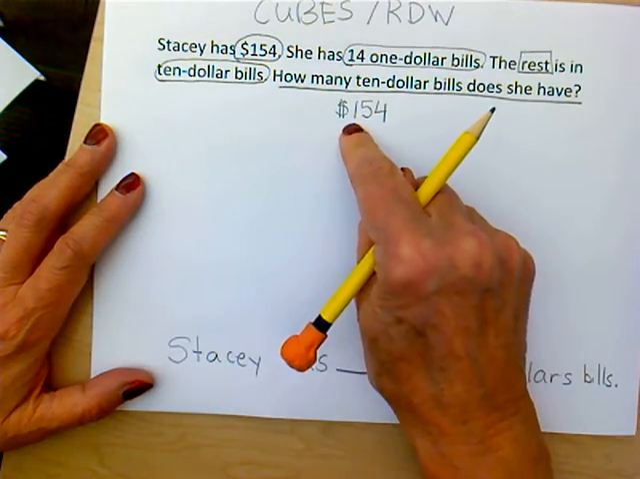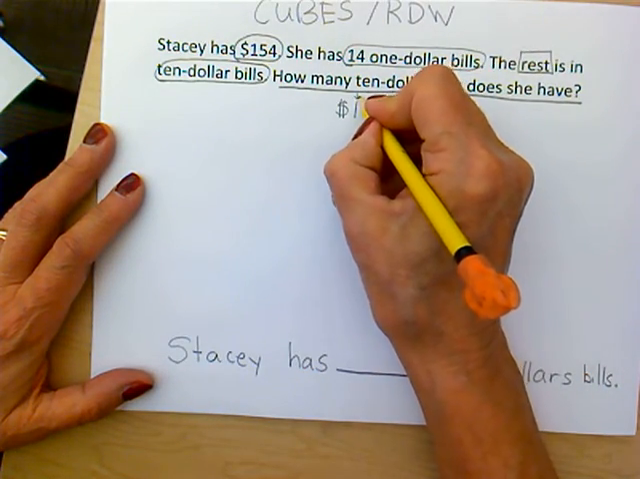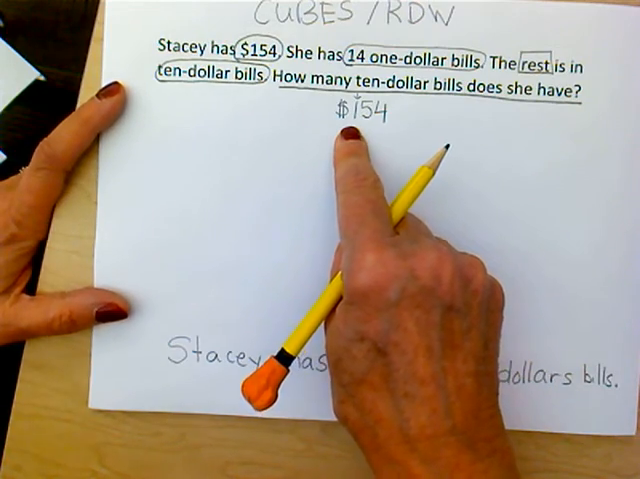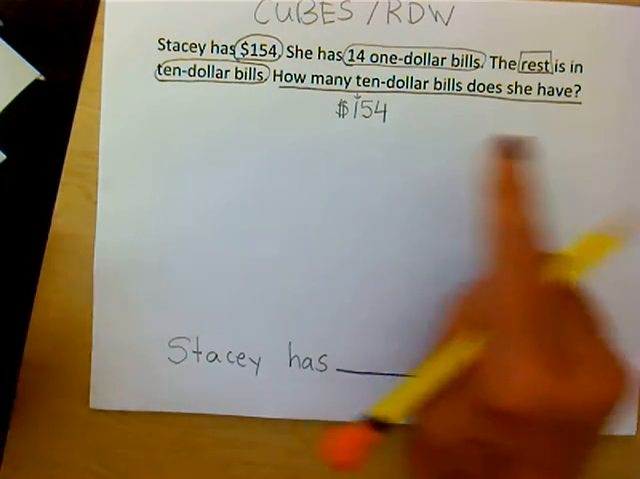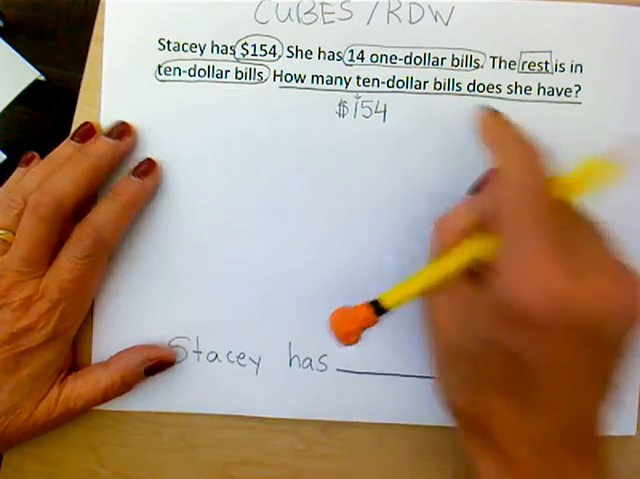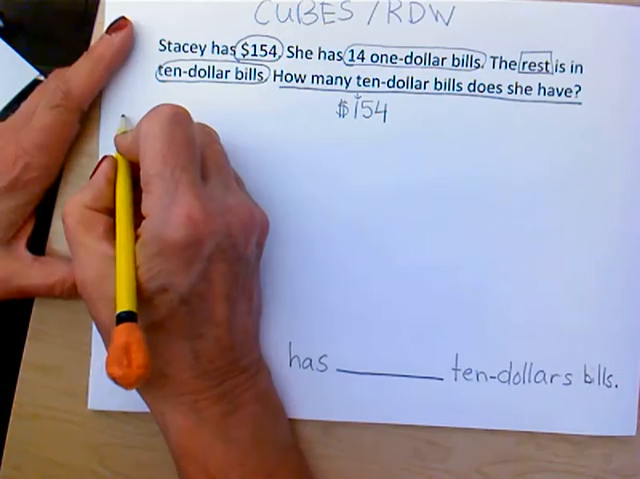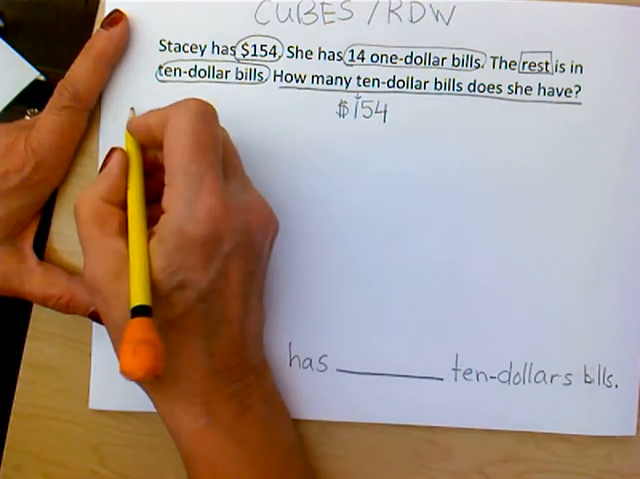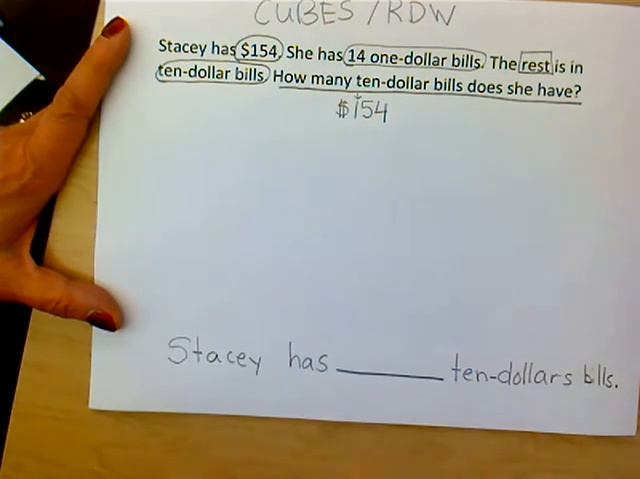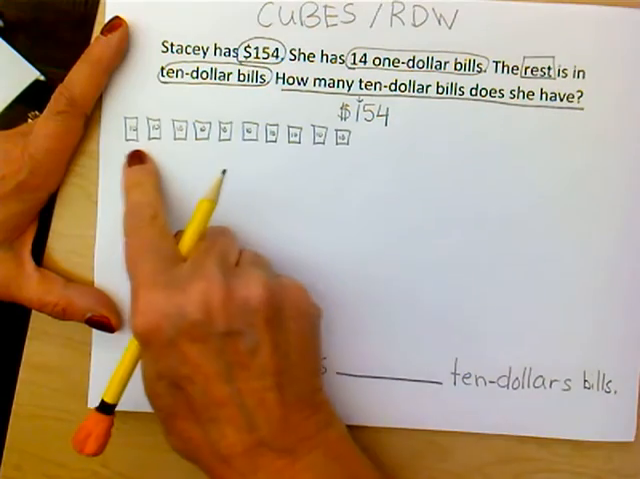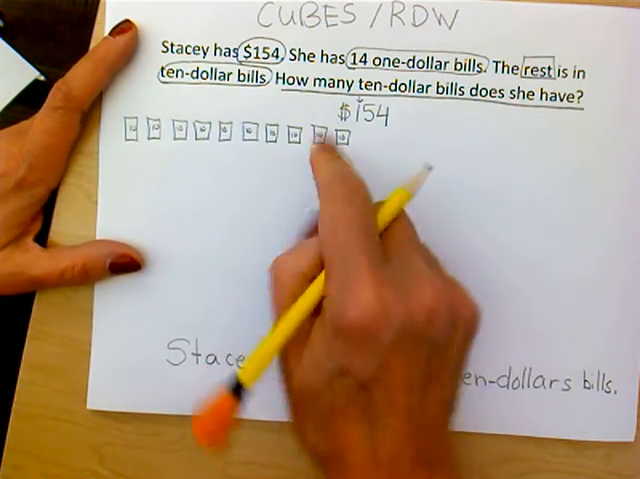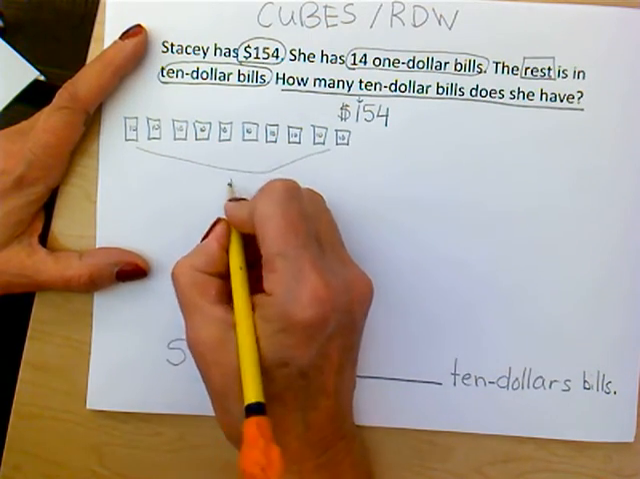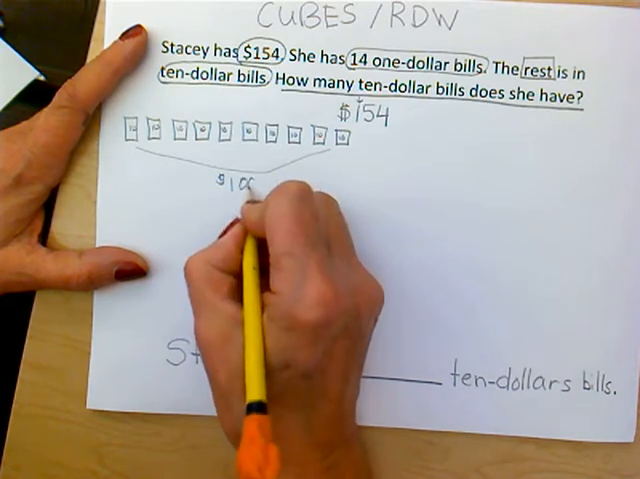Well, I know that in the tens place, she's got $100. I'm going to show that $100 in $10 bills since we're trying to figure out how many $10 bills she has. So let's have you pause the video and draw 10 $10 bills. Pause the video. So I have drawn 10 $10 bills. I don't want to exchange those for a $100 bill, but I do know that it has a value of 100.